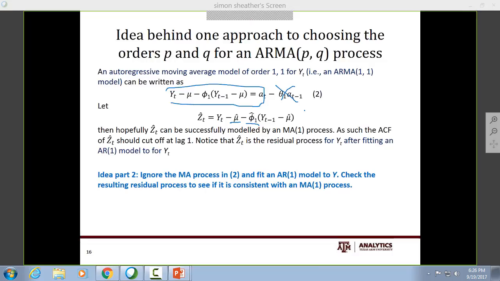So for the first part, we said assume we know the AR piece. Here we're saying ignore the MA piece. Why would we not assume we know the MA piece? Well, you could do that, and I could show you that's going to work. But sometimes we're going to have to face up to the fact that we don't know either piece.